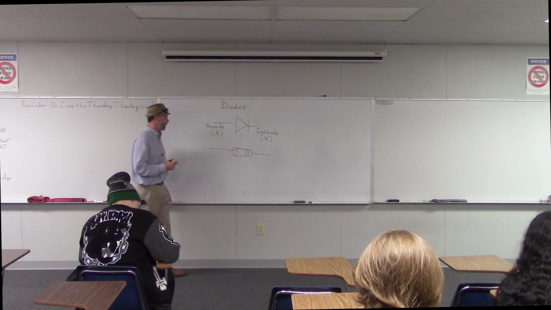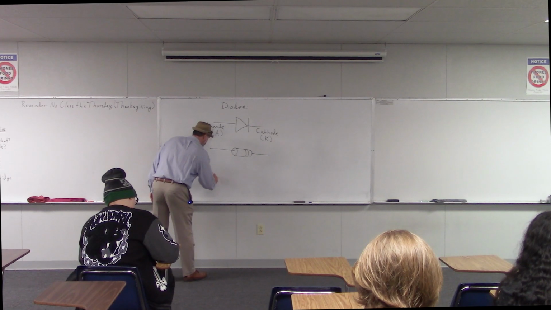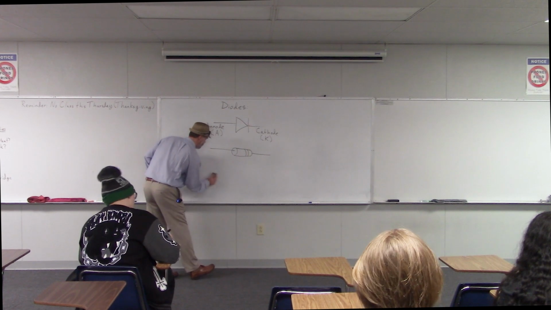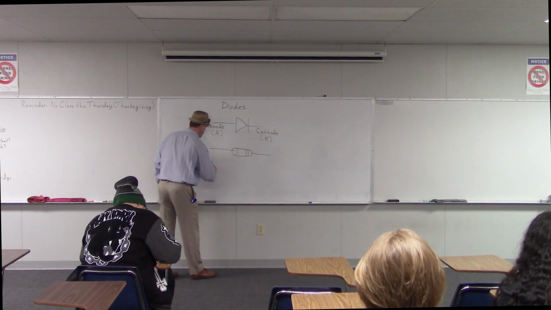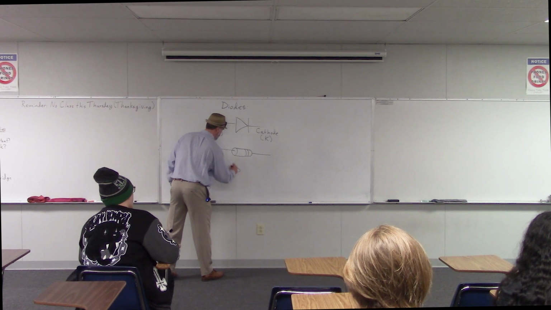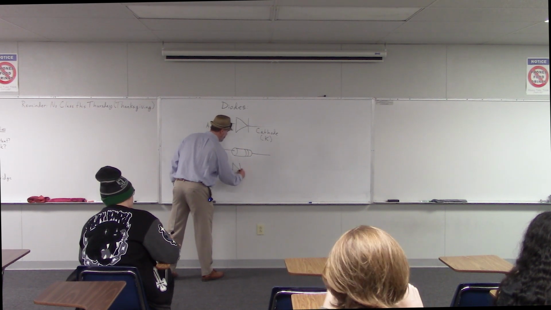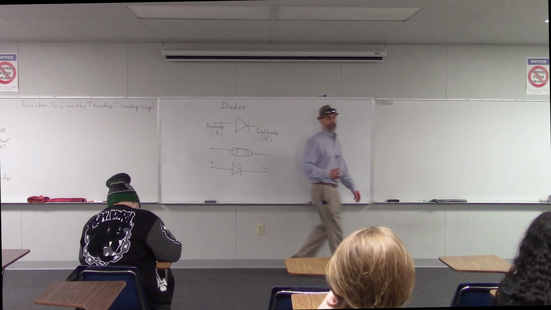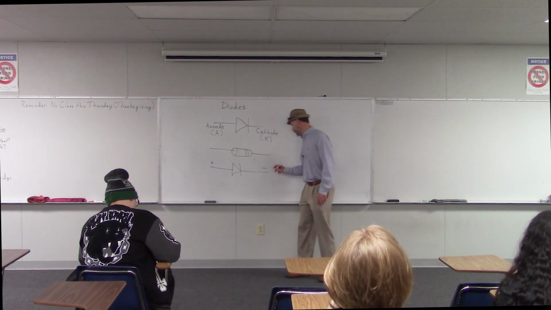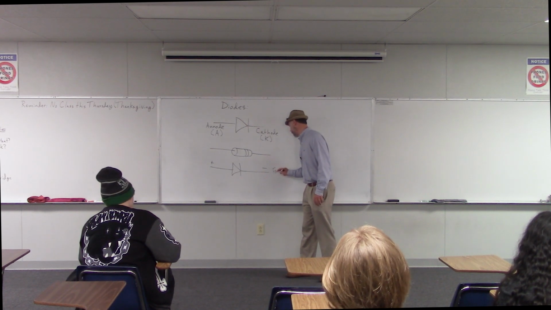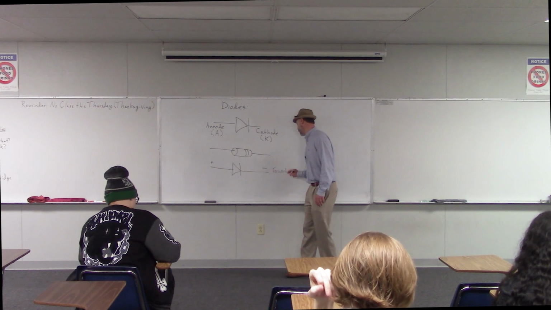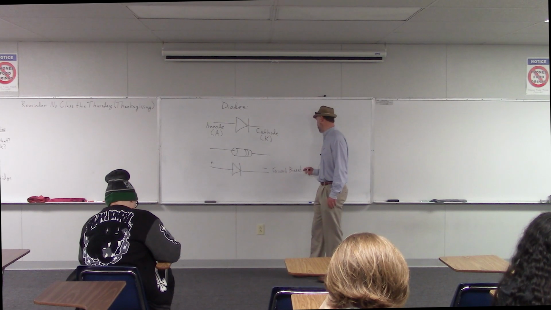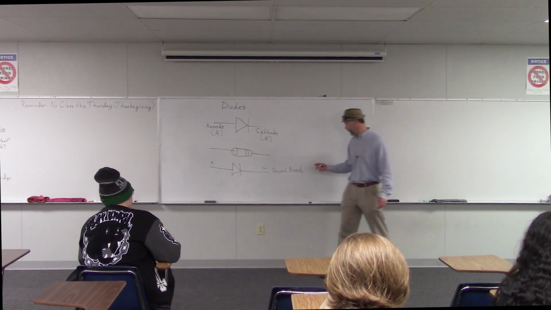And we said that if we apply a positive voltage on the anode of the diode, and a negative voltage on the cathode, is that diode forward biased or reverse biased? Perfect. Yeah, it's forward biased. And does the electricity flow? Yeah, electricity flows through it.